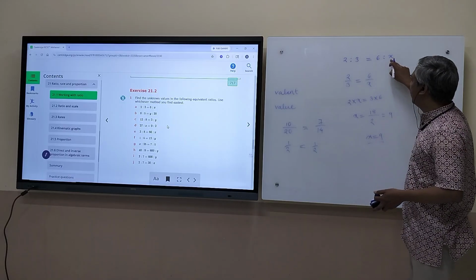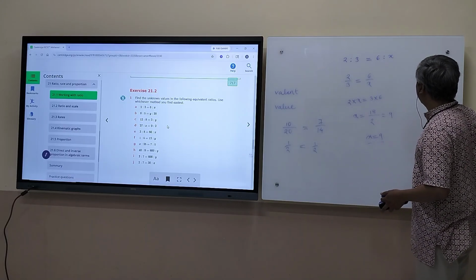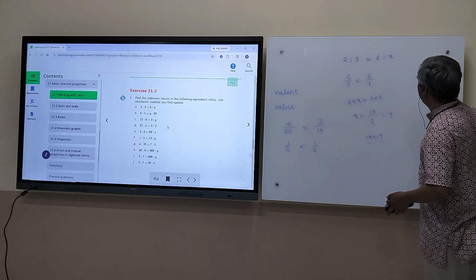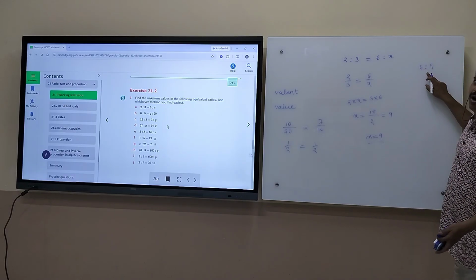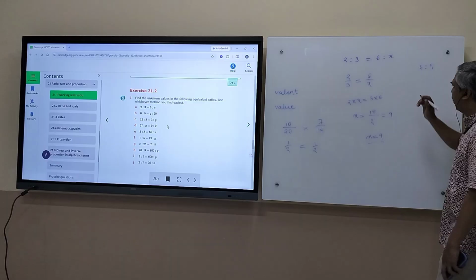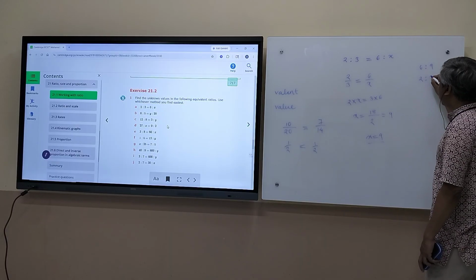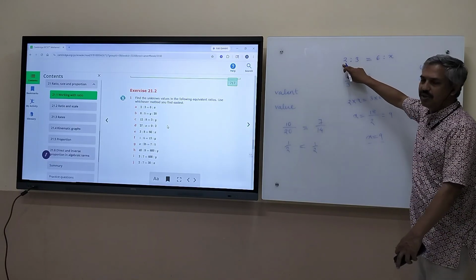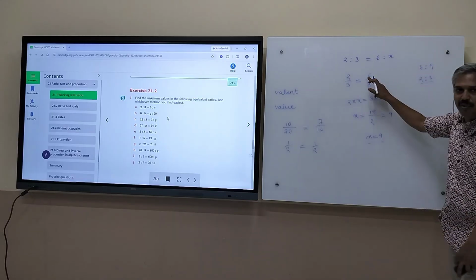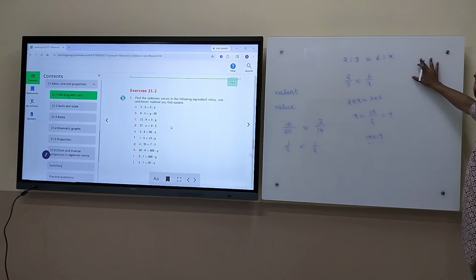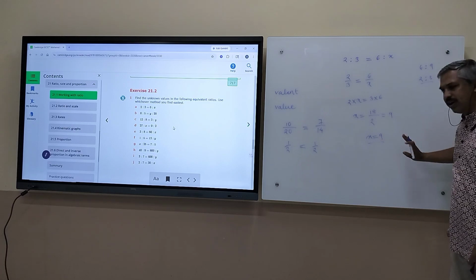And if we just put it here, then it is 6 is to 9. Both these numbers are divisible by 3, and if you divide by 3 you get 2:3, which is the same as the left hand side. So they actually come out to be equivalent. This was just for checking. You don't have to solve this. Up to this point it is equivalent.